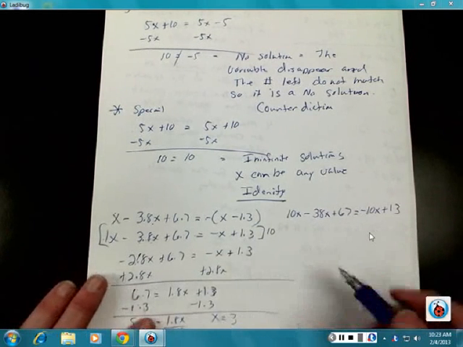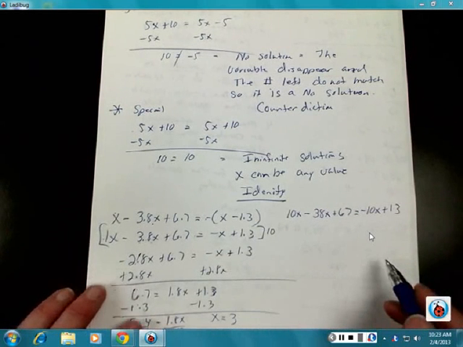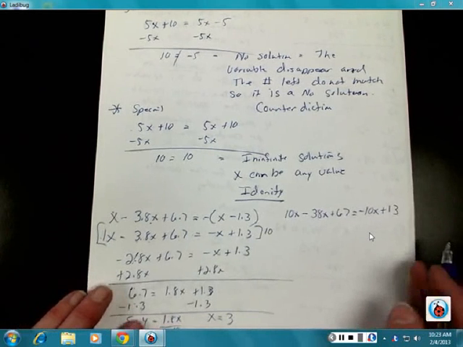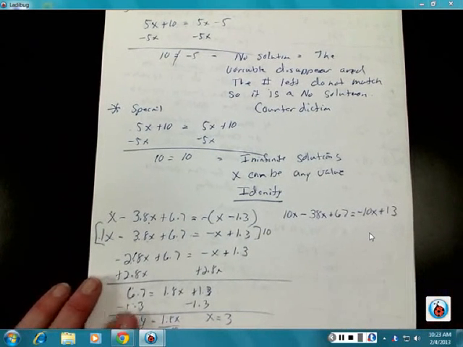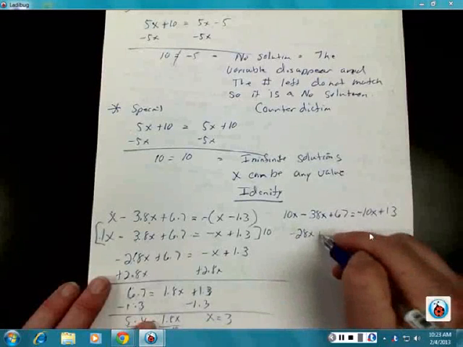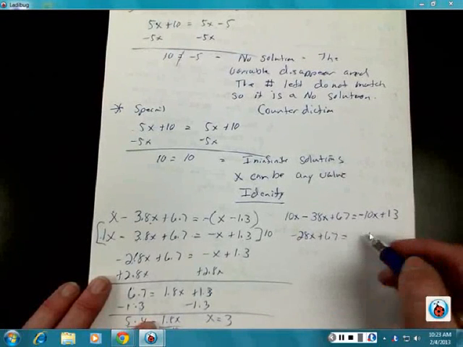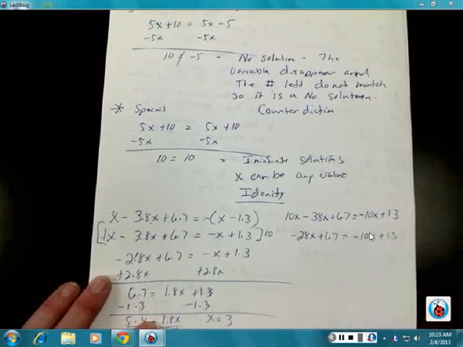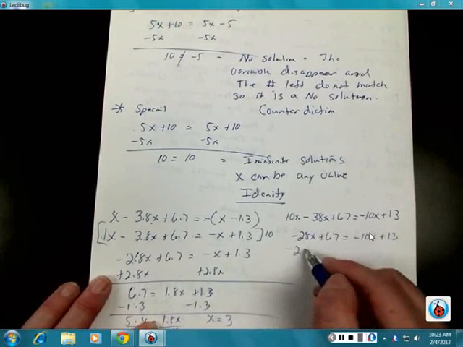But it still works out basically the exact same way. So 10x from 38 is a negative 28x. Negative 10x plus 13. Move the negative 28 over.